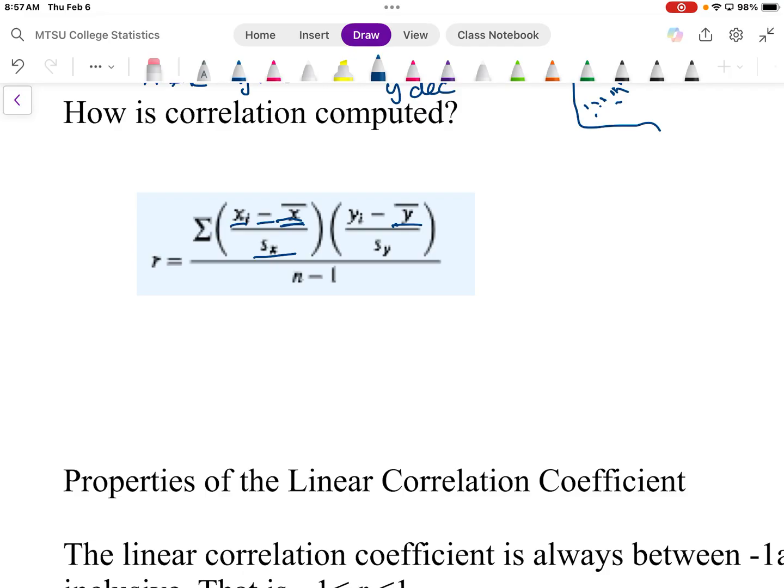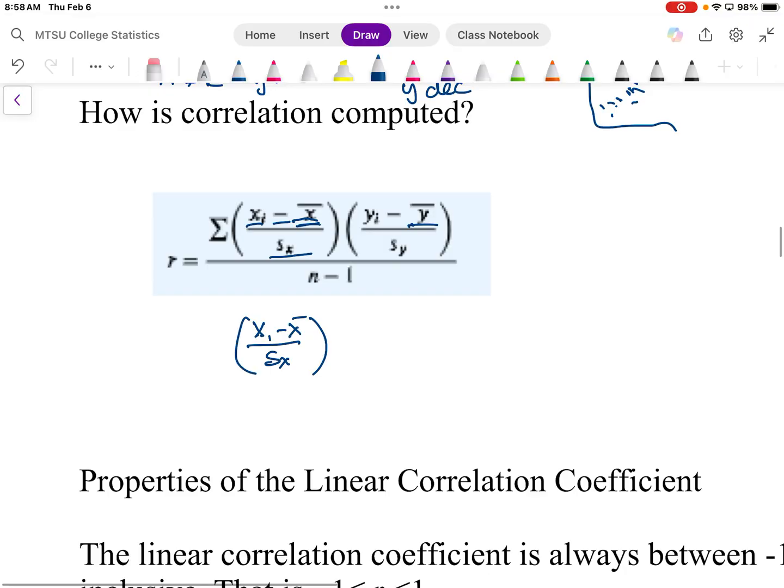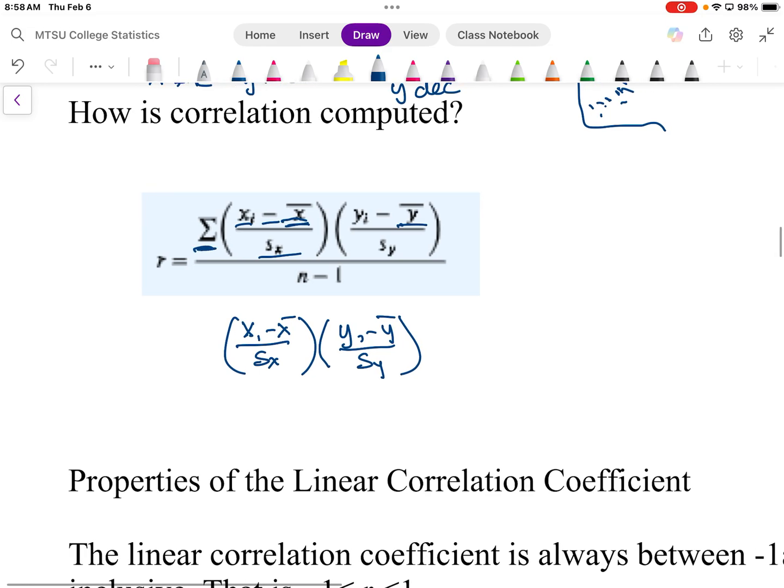And then once I get those answers, usually one at a time, you do the first X data value minus the mean divided by the standard deviation of X. Then you multiply that answer by the first Y value minus the Y mean divided by the standard deviation of Y's. Then you multiply those two answers together, and then you add them all up. That's what the summation means there. Then you add up all those answers together and divide by n minus 1.